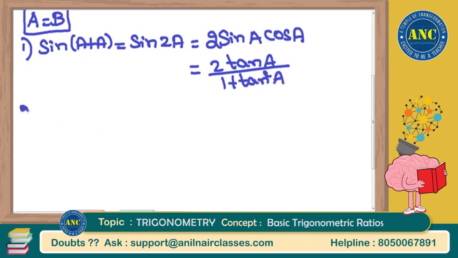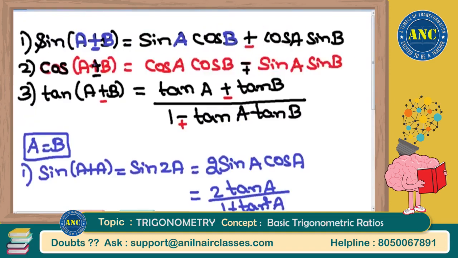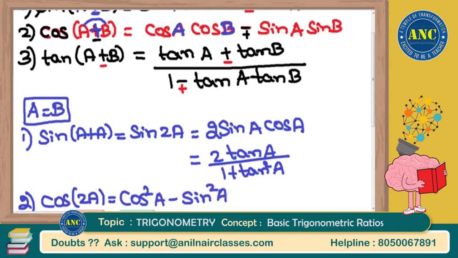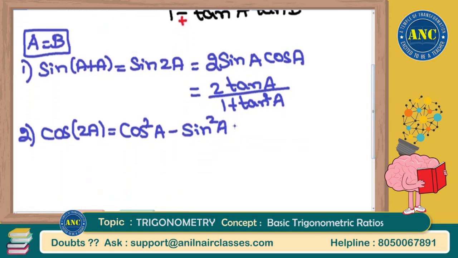Similarly, if I take my second identity, cos of A plus B, and put A and B both same, can I say that this becomes cos of A plus A, which is cos 2A. Right hand side is cos A, B becomes A, it is cos square A, minus sin A, it is sin square A. Cos 2A is nothing but cos square A minus sin square A. I can further simplify it. If I express cos in terms of sin, I can further simplify it as 1 minus 2 sin square A. I can further simplify it as 2 cos square A minus 1.